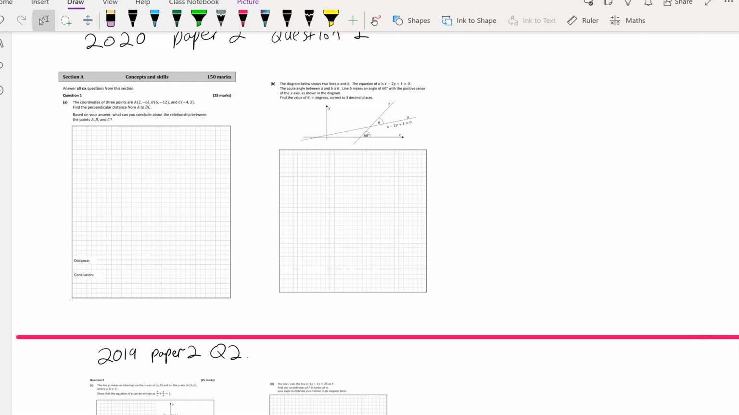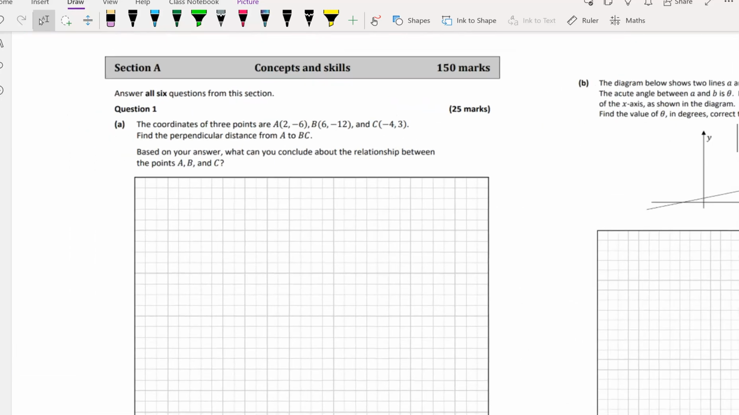Okay, 2020, paper 2, question 1. Find the coordinates of all 3 points, A, B, and C, given there. Find the perpendicular distance from A to BC. Based on your answers, what can you conclude about the relationships of A, B, and C?